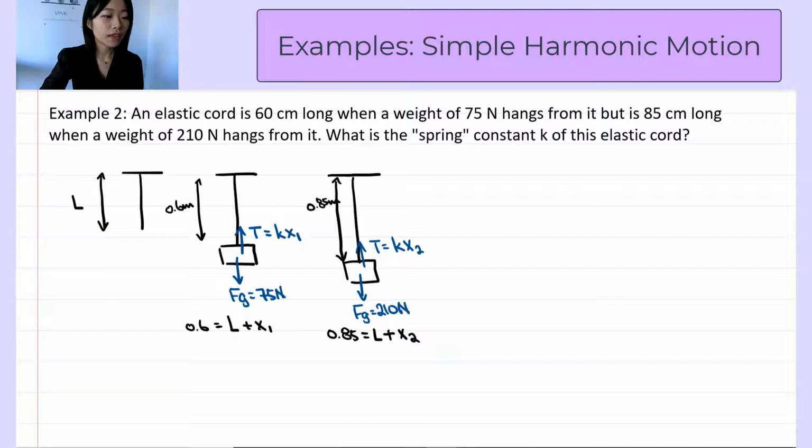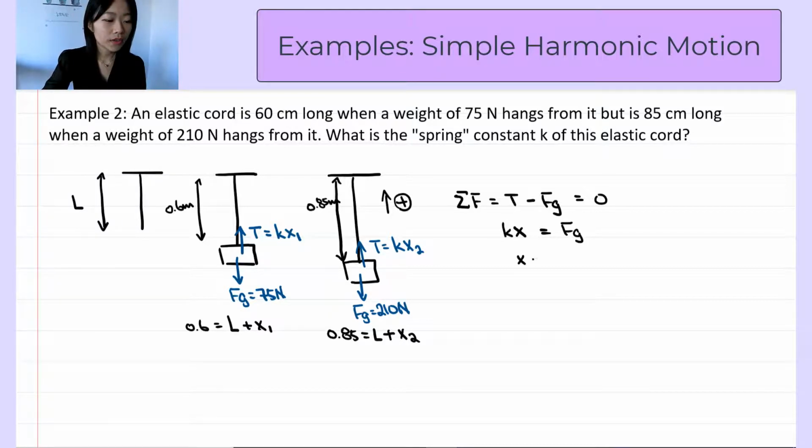Now let's use Newton's second law. We know F net, which is tension that is pointing upward if we define upward as positive. So net force is tension minus gravity force. And they are not moving, so net force is 0. And tension here is the restoring force, is some constant times the displacement from the equilibrium point, and this would equal to the gravity force. So X also equals to gravity force over the constant K.